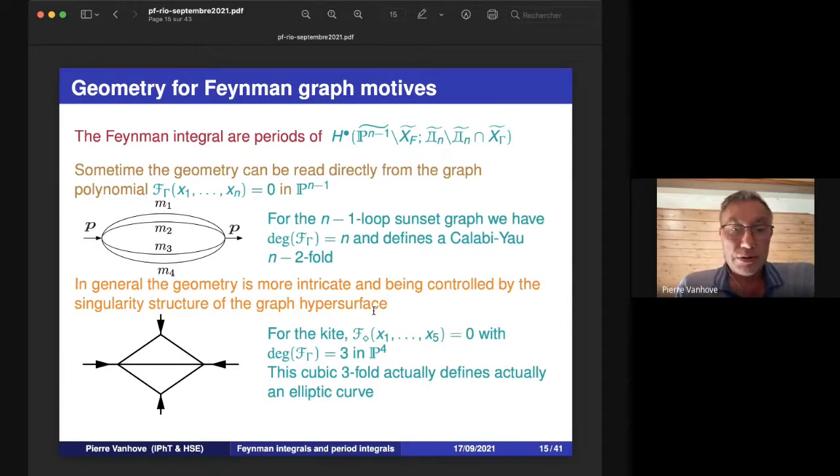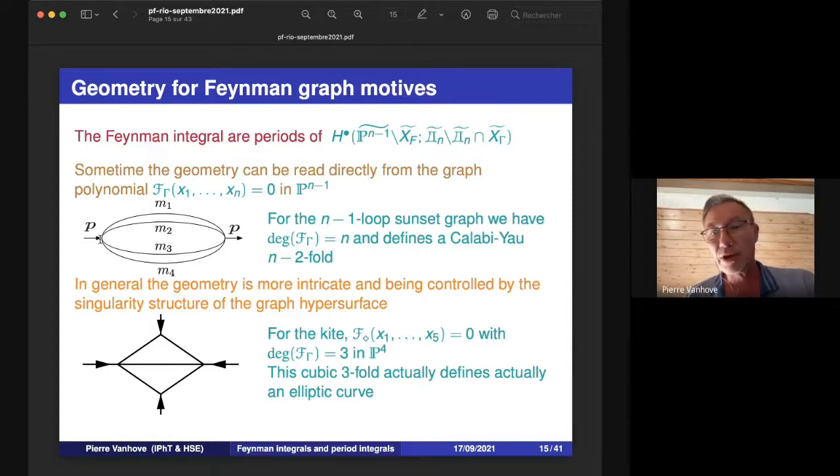Okay, I write it as if this is a theorem statement: Feynman integral is a period. In all the cases that I will mention to you, you can prove it. The argument by Bloch, Esnault, and Kreimer is, I think, a good argument for that.